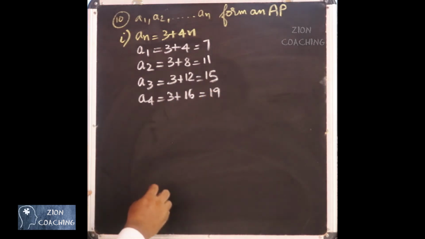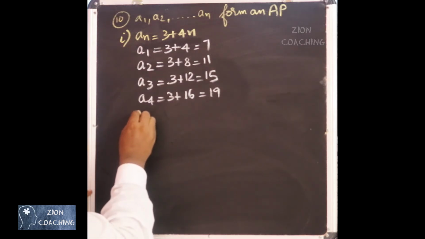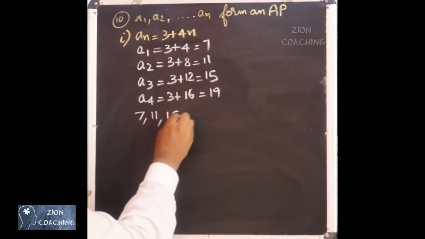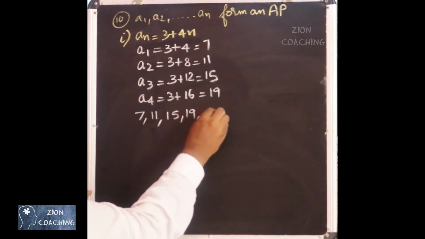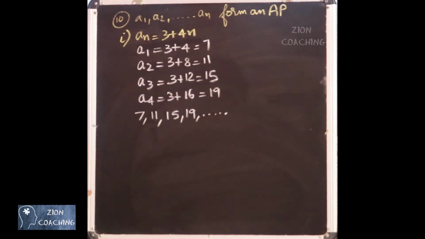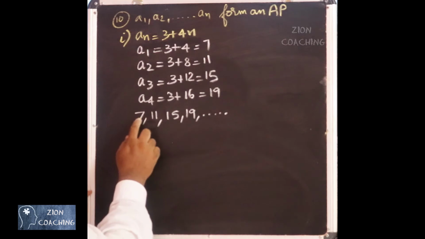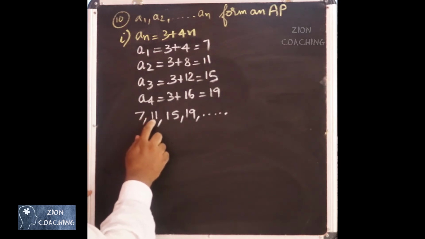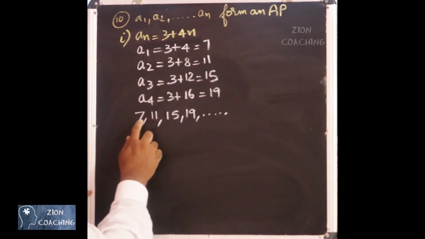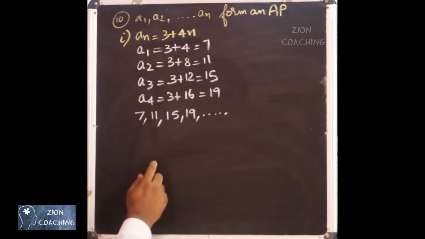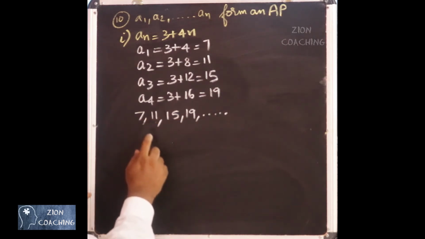Now we have found the first 4 terms of the sequence. So we have the first 4 terms to be 7, 11, 15, 19. Now we are going to check whether they form an AP. When will they form an AP? If the difference between two successive numbers is same throughout, that is, if they have a common difference, then we can say that they form an AP.